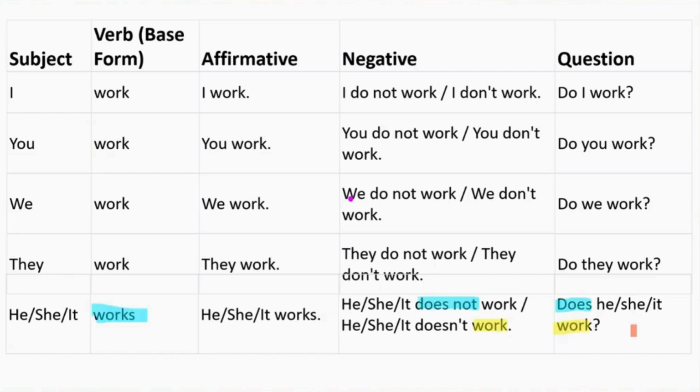Always remember that we use s with the base form of the verb if the subject is he, she, or it, or a singular subject. But we do not add s with the base form of the verb if the sentence is negative or a question. Instead, we add es with do and it becomes does. She does not work. Does she work?